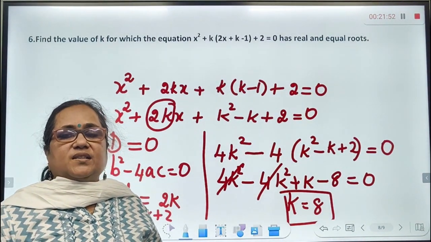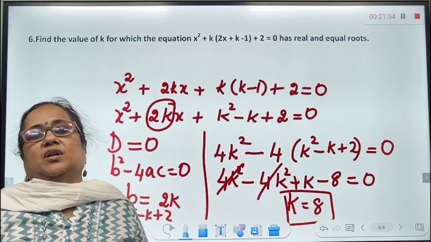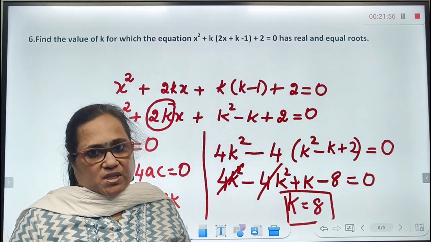Are you able to understand? These are simple problems on quadratic equations which we have discussed today.